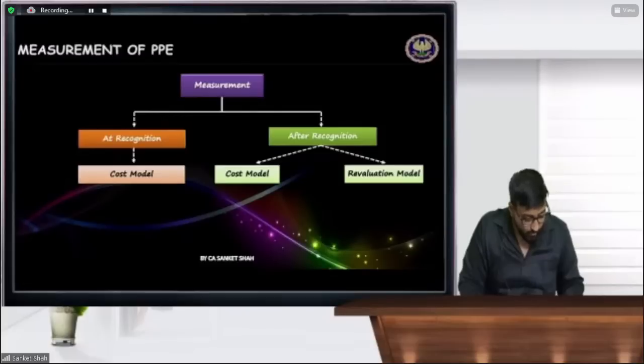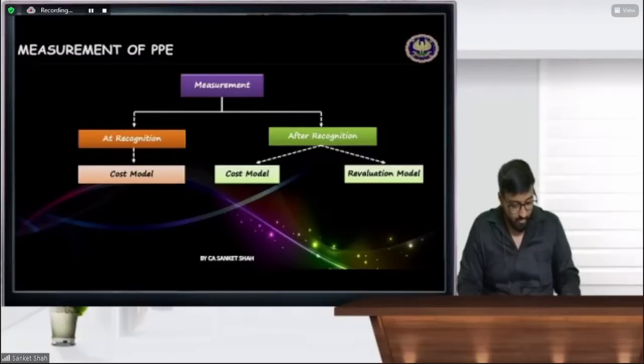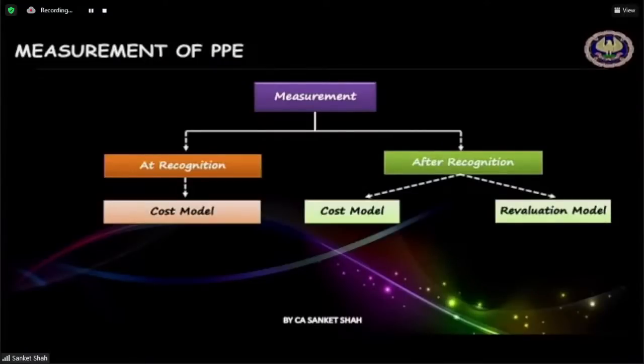Carrying amount means WDV, beta. Okay, so after recognition, yes, I'm not getting your answers, beta. Chalo, yes, measurement at recognition and after recognition, write down. You have two models. Yes beta, Ritika, previous cost deducted and new cost added.